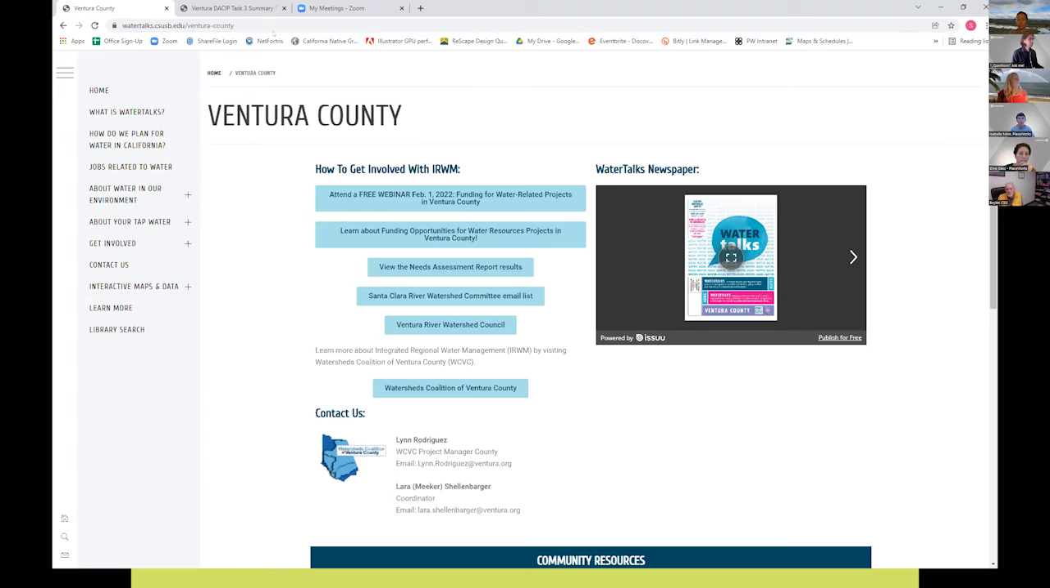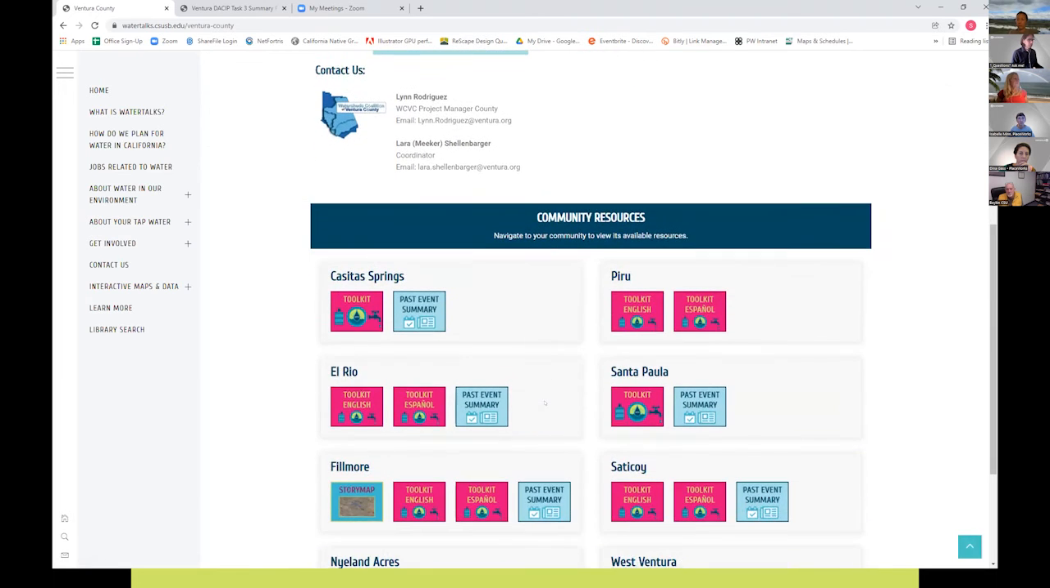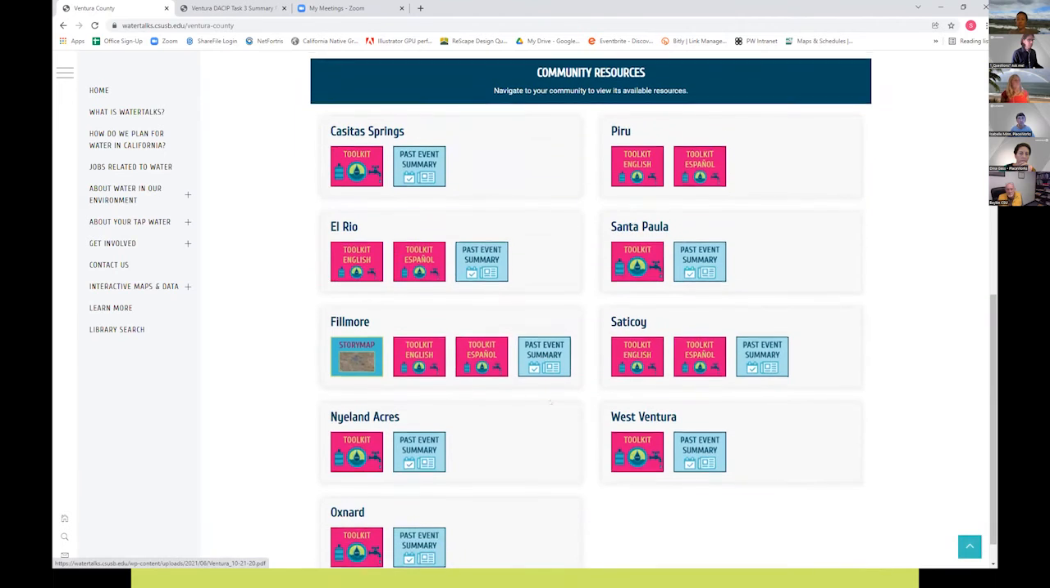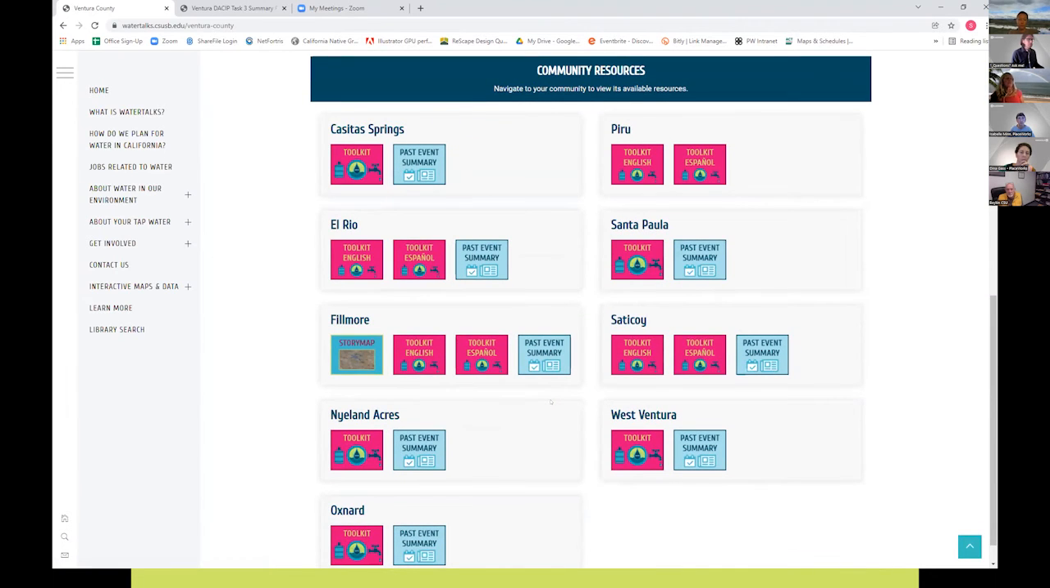And if you scroll down a little bit, Spence, you can see these were the things produced for the outreach phase early on in this grant. There are toolkits with information in both English and Spanish about each of the communities that we've been featuring in this program, and also information about the events that were held in the past.